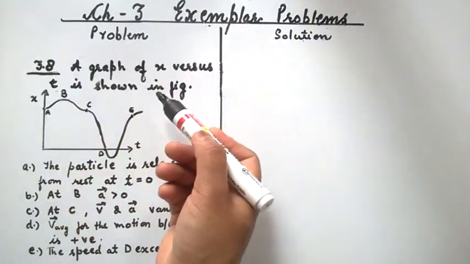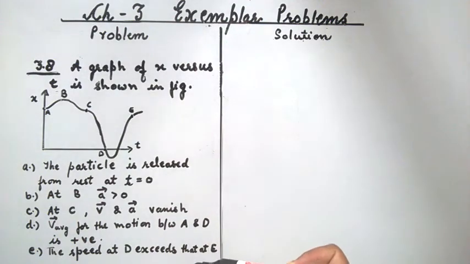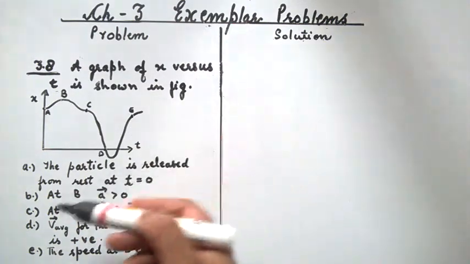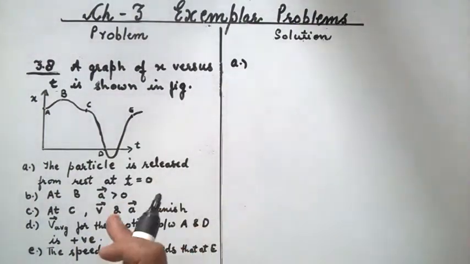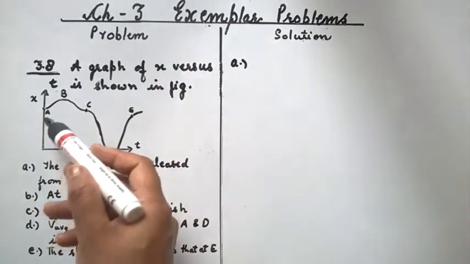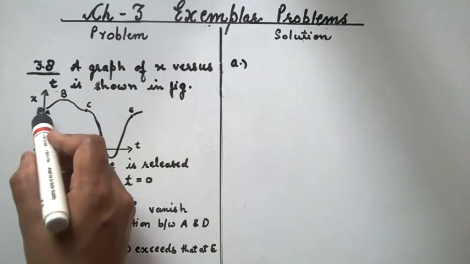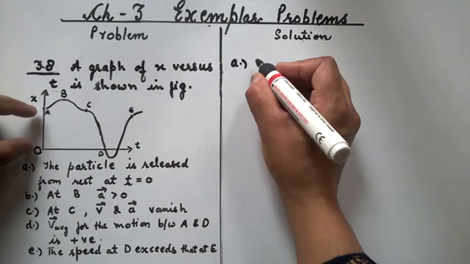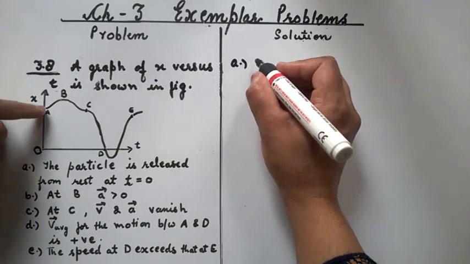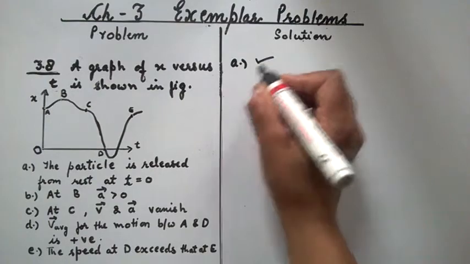Problem number 3.8. In this, an x-t curve is given and we have to find which of the following options are correct for this graph. Here, the first option is the particle is released from rest at time t equal to 0. So yes, of course, the time is 0 here and the particle is released from the rest position. It has some position up to this point, but it is released at time t equal to 0 and is at rest. So option A is the correct one.